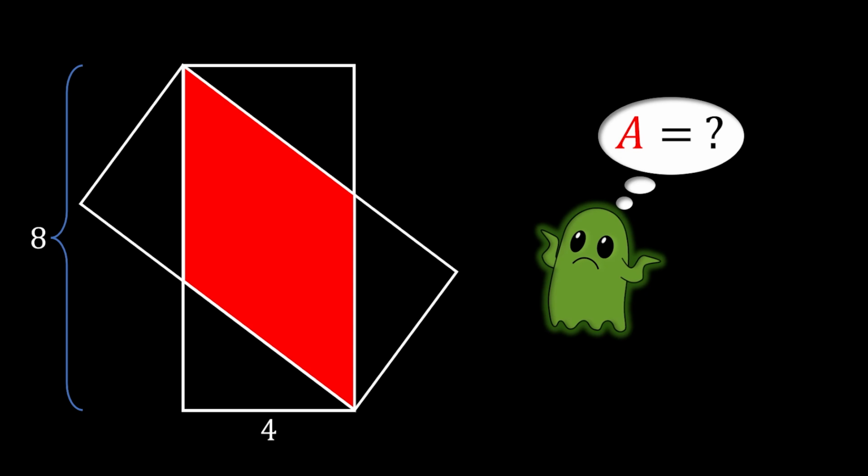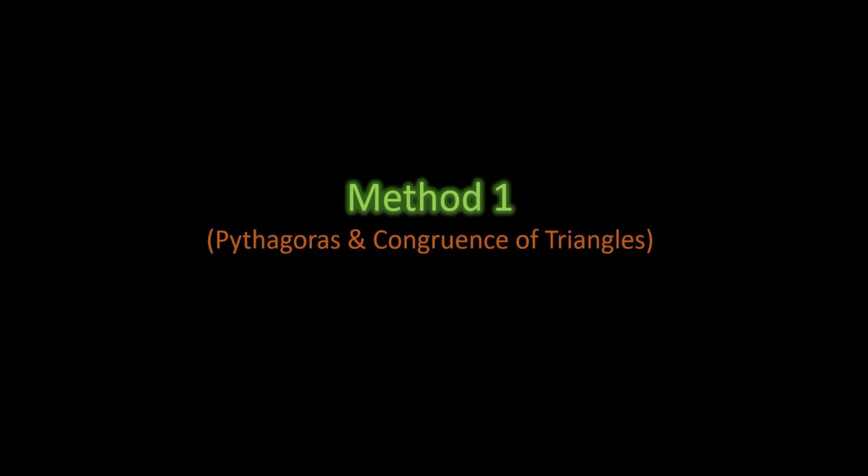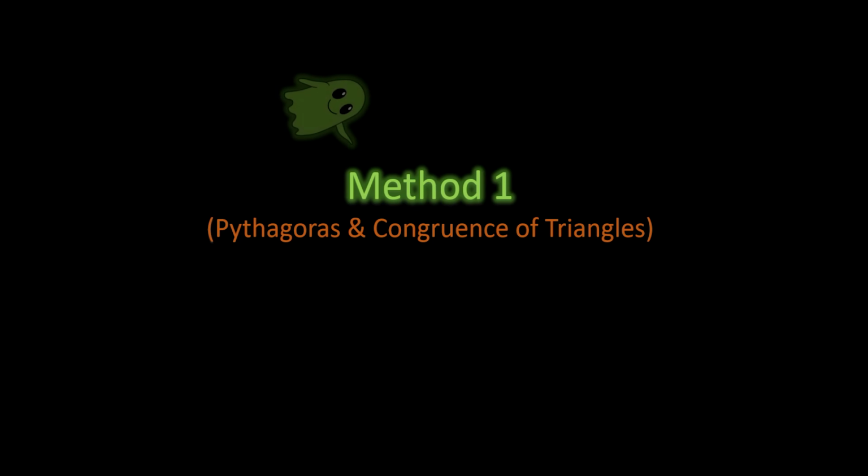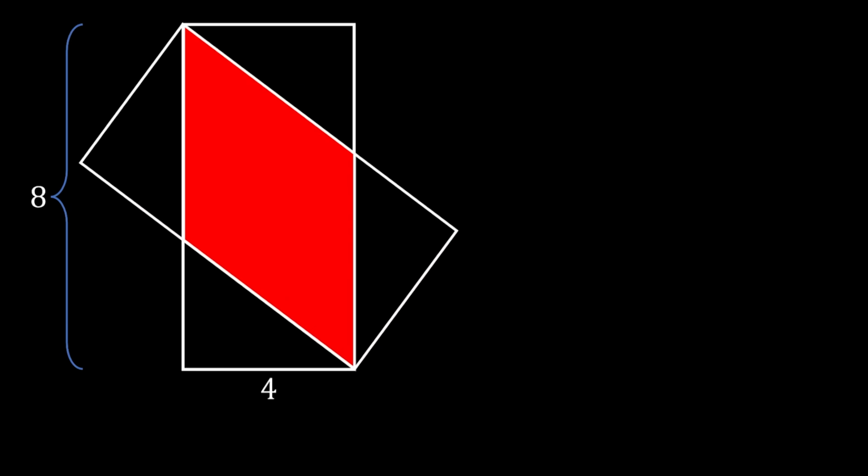So for this particular problem, I will offer you two different methods to solve it. The first method will be using the Pythagorean theorem and congruence of triangles. So let's start by noticing this blue right triangle at the bottom. This triangle has the leg of 4, and we will take a closer look at its upper angle.